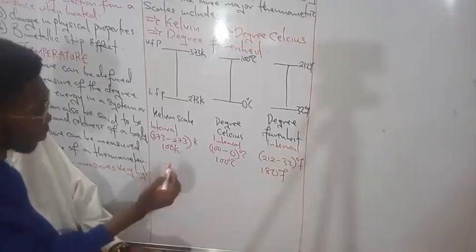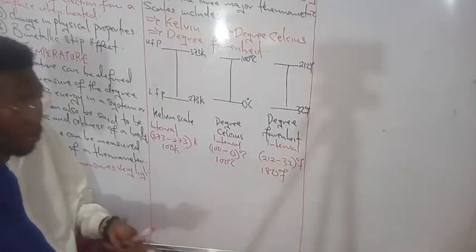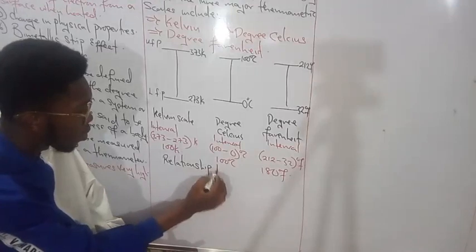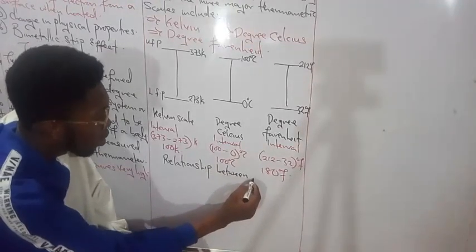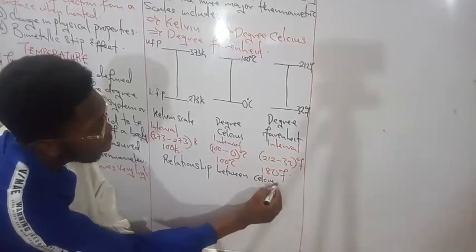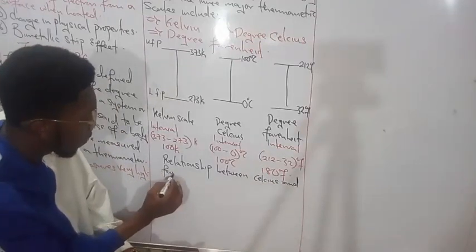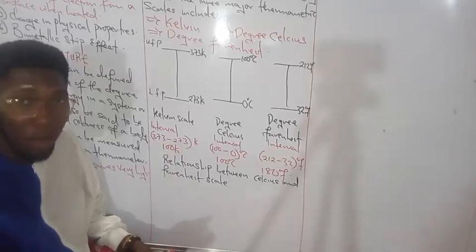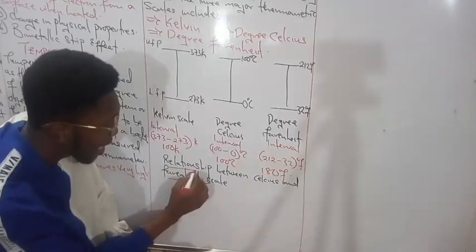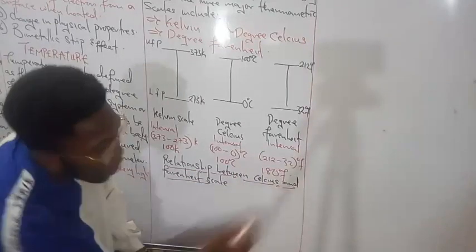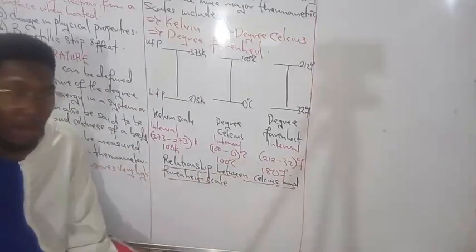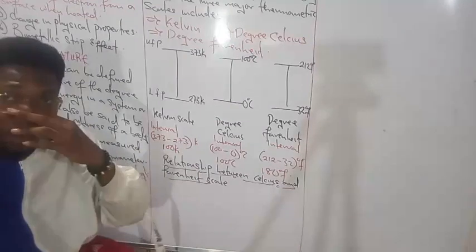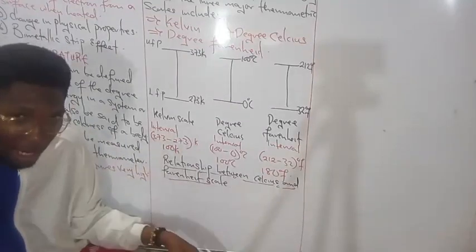We want to relate the both of them now. Relationship between Celsius and Fahrenheit. So how do we relate them to obtain the formula that connects them? The process I'm going to use is the technique and not the formula, because you might be given a question where it is not between Celsius and Fahrenheit, it might be between resistance and temperature scale, like your resistance thermometer scale and your degree Celsius. The technique is what you need to understand.